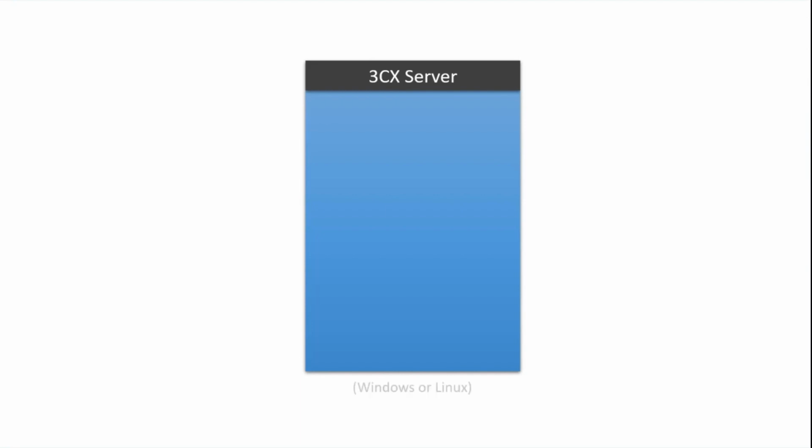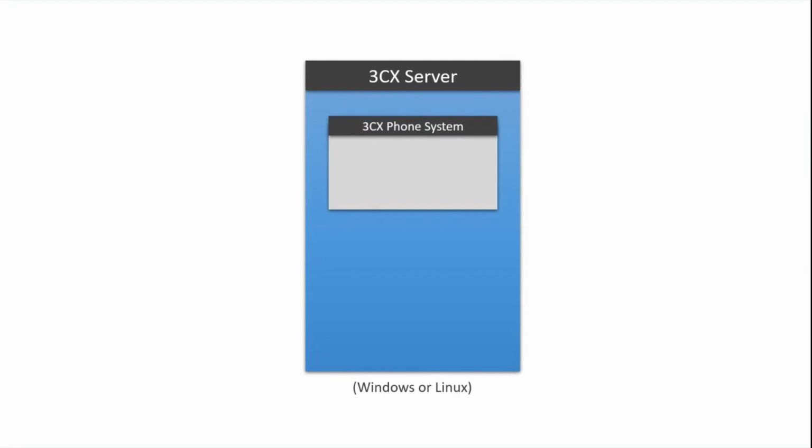So we start out with a 3CX server, and that can be Windows or Linux. Obviously, on that server, you're going to install the phone system. And for the purposes of this discussion, the two pieces of 3CX that are important is the 3CX call control API, which allows you to communicate with the 3CX server, and the call flow designer. And many of our applications take advantage of the capabilities of the call flow designer.